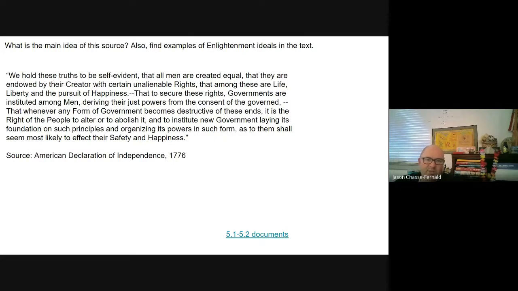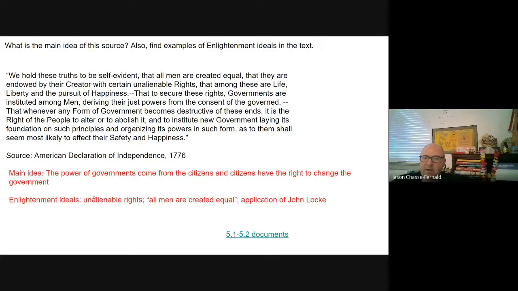your homework. We hold these truths to be self-evident, that all men are created equal, that they are endowed by the Creator with certain unalienable rights, that among these are life, liberty, and the pursuit of happiness, that to secure these rights, governments are instituted among men, deriving their just powers from the consent of the governed, that whenever any form of government becomes destructive to these ends, it is the right of the people to alter or to abolish it, and to institute new government laying its foundation on such principles and organizing its powers in such form as to them shall seem most likely to affect their safety and happiness. This is from the American Declaration of Independence, 1776.